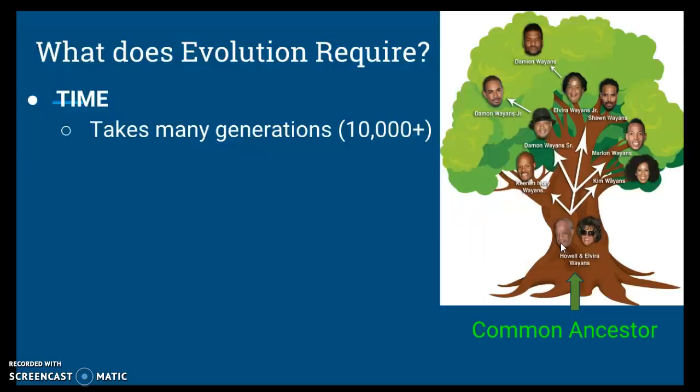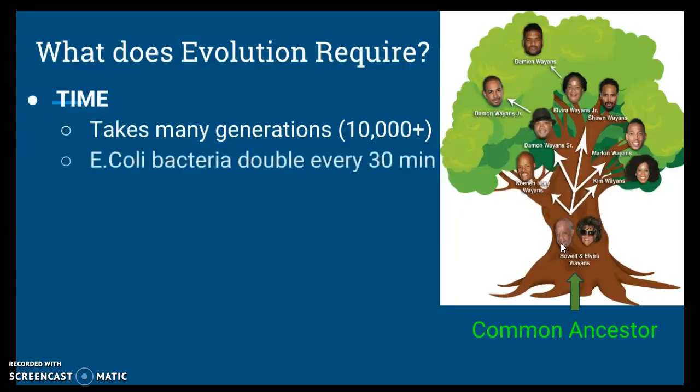We can study evolution in real life in the lab with things like bacteria, because they double every 30 minutes. Like these E. coli bacteria. So we're able to see 10,000 generations of E. coli bacteria happen within a few days, and we can study the changes that happen in those over time.